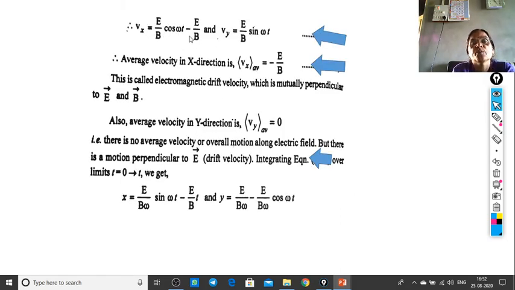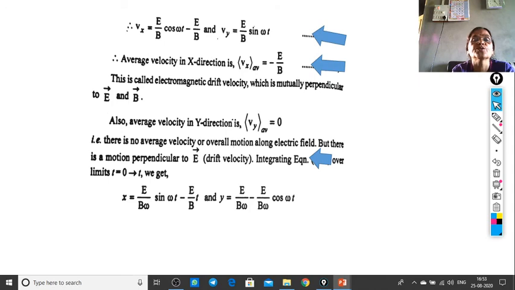Now Vx equal to E upon B cos omega t minus E upon B, whereas Vy equal to E upon B sin omega t. These are the two velocity vector components, one along the x direction, another along the y direction. Since these two components are there, what will be the average velocity in the x direction of the charged particle? The average velocity of the charged particle will be equal to minus E upon B. It is called electromagnetic drift velocity. Why is it called drift velocity? Because with this much velocity, that charged particle drifted or shifted towards a particular direction, hence it is called the drift velocity.